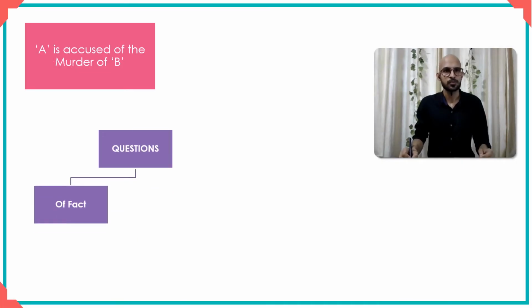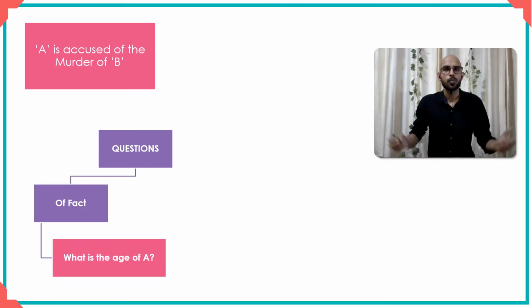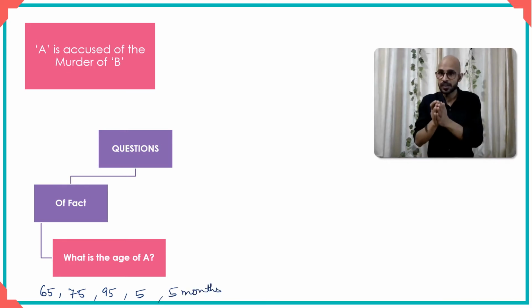Again, the same case where we have A accused of the murder of B. What is the age of A? A's age may be 65. A's age may be 75. It could be 95. It could be 5. It could be 5 months. You see, there is a significance of the age.